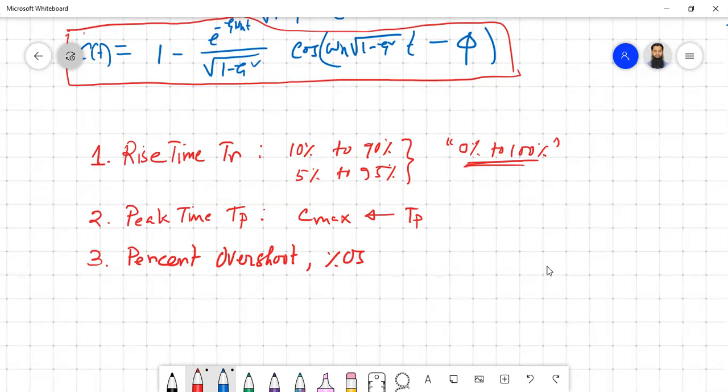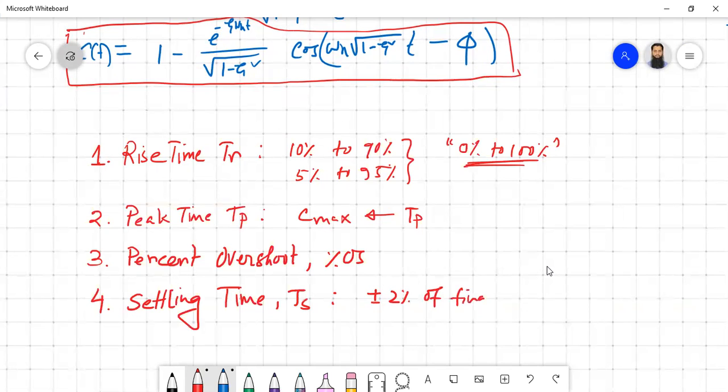Then the fourth specification of the second order system is basically settling time. Settling time, and we express it by TS. And the definition is whenever the waveform reaches within plus or minus 2% of the final value and doesn't leave. Okay, so it doesn't leave.